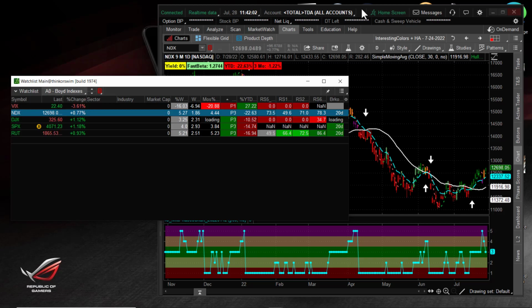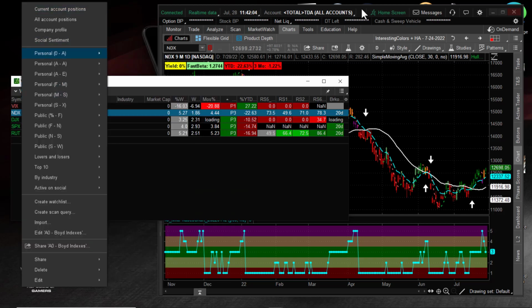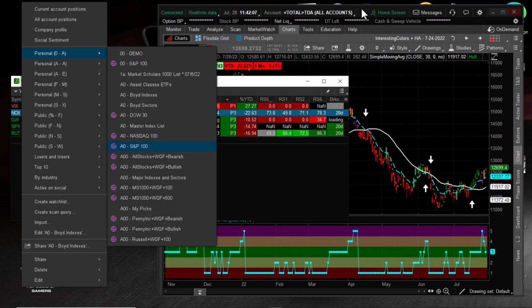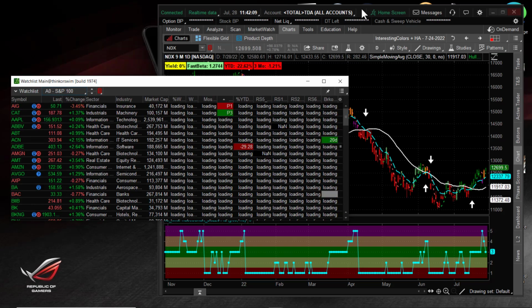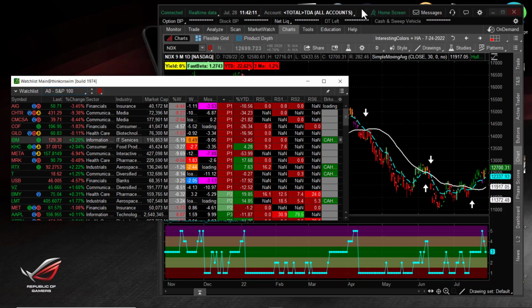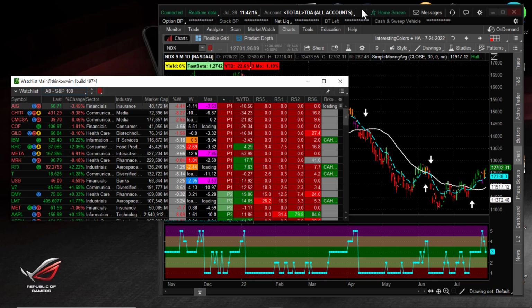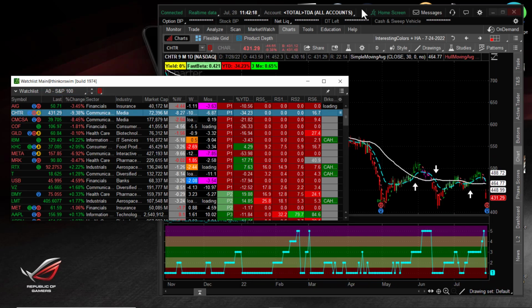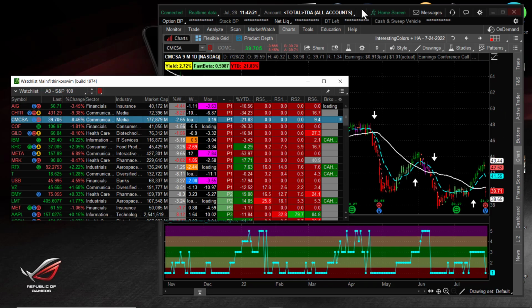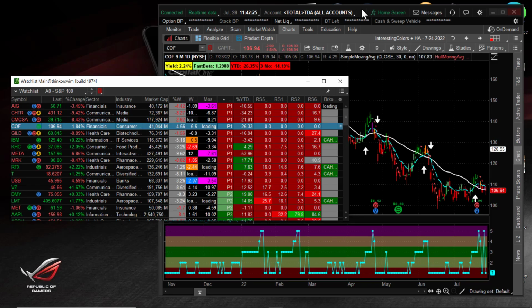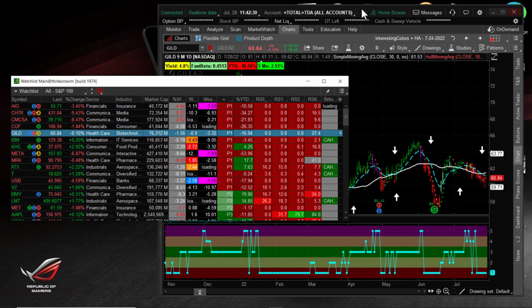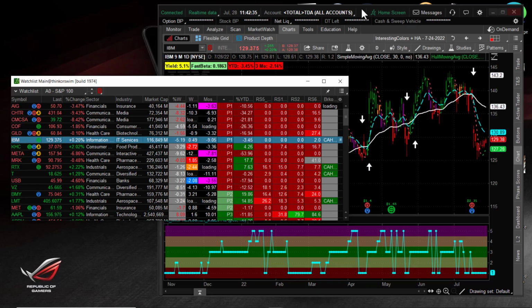But if we look at a different list of stocks, let's look at the S&P 100. You can see if we sort by the market phases column, you can see that there are a number of them that have fallen out of favor today. So this Capital One fell down today. What's this? Gilead fell down today. IBM fell out of favor today.